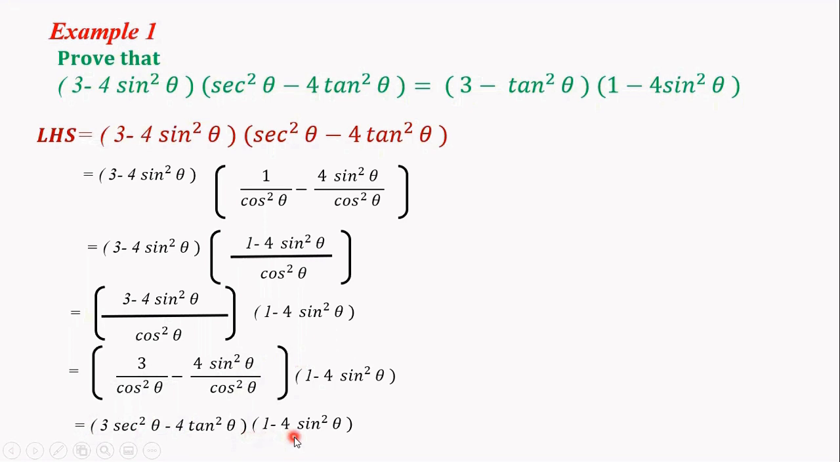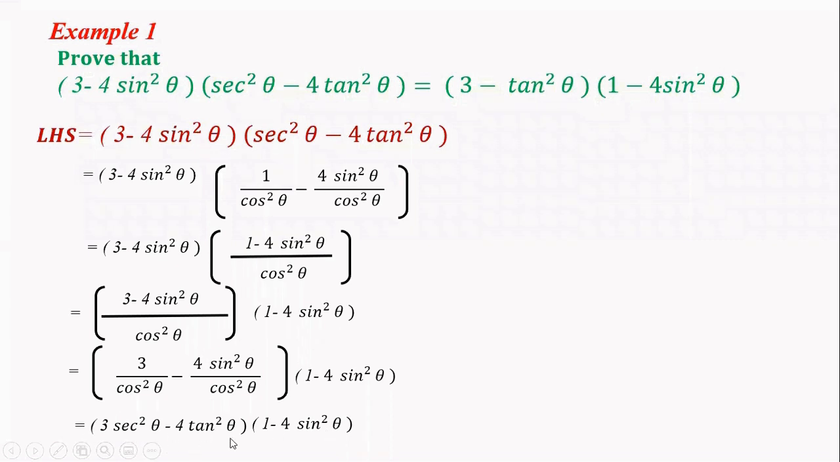The second bracket is copied as it is. Once again, I repeat, in this first bracket, 3 is here and 1 by cos square theta is expressed as sec square theta, and the second term of this bracket, sine square theta by cos square theta, is expressed as tan square theta, and the second bracket is copied as it is.